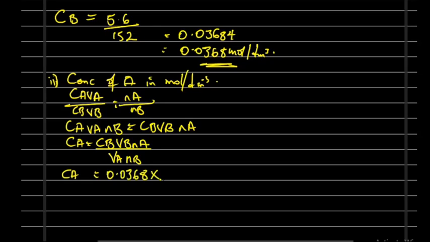0.0368 times our volume of base, which is 25 centimeter cube, times our NA, number of moles of acid, which is 1, divided by our volume of acid, which for this question we said is 18.10, times our number of moles of base, which is 5. After calculating all of this, we have 0.92 divided by 90.5, and that gives us 0.01016.